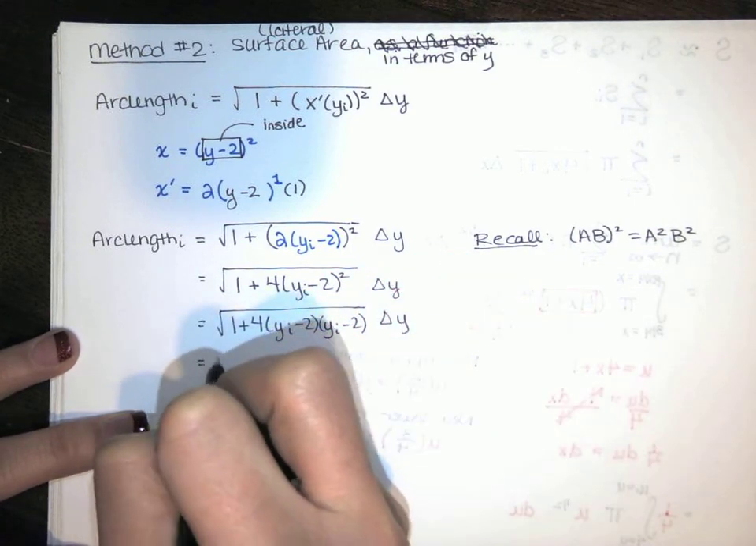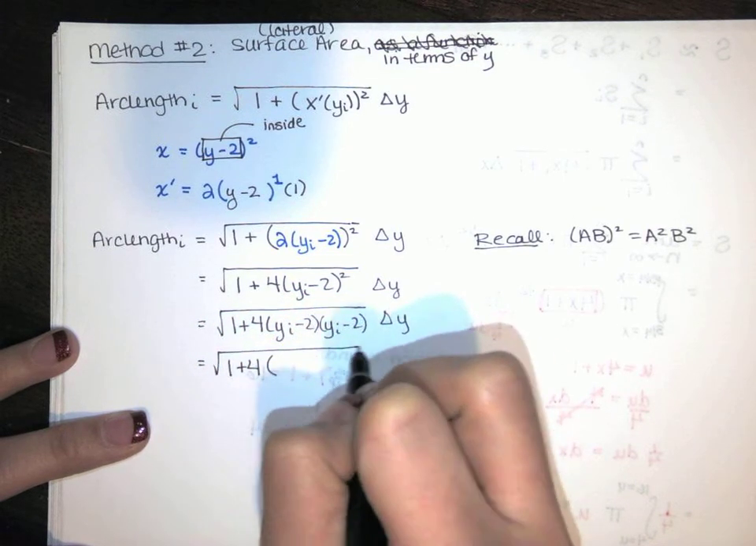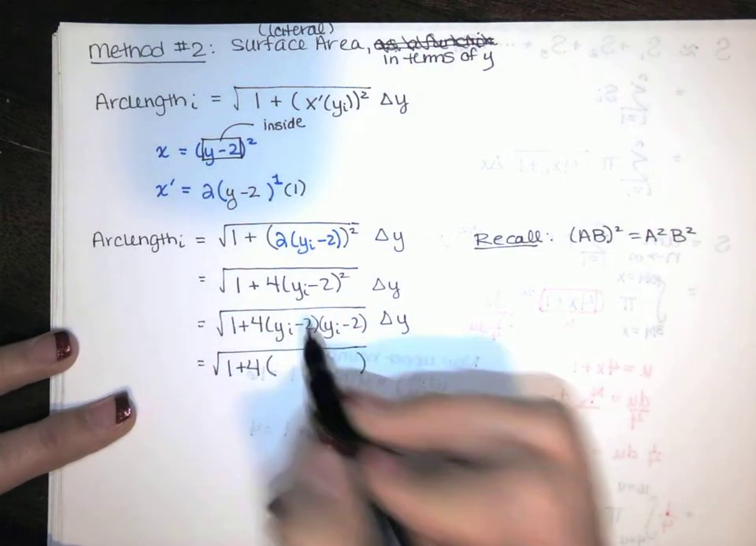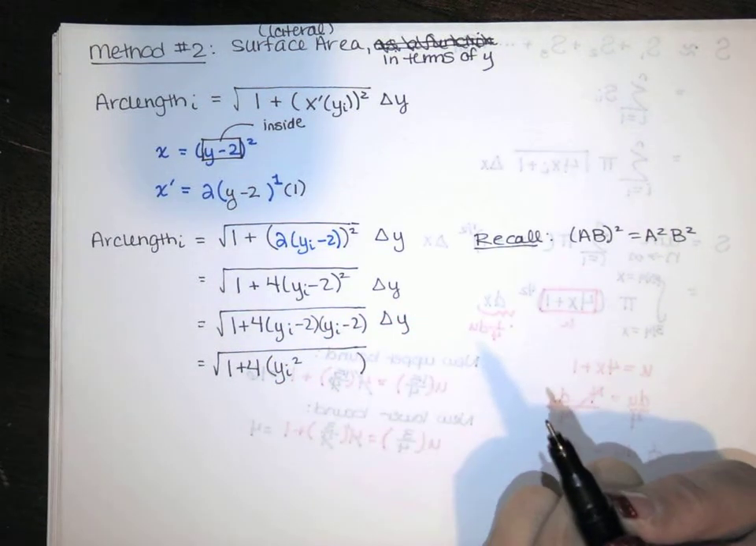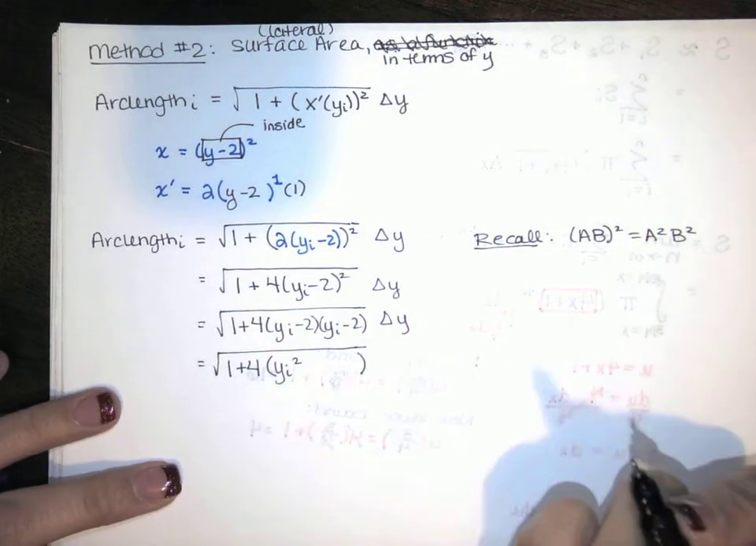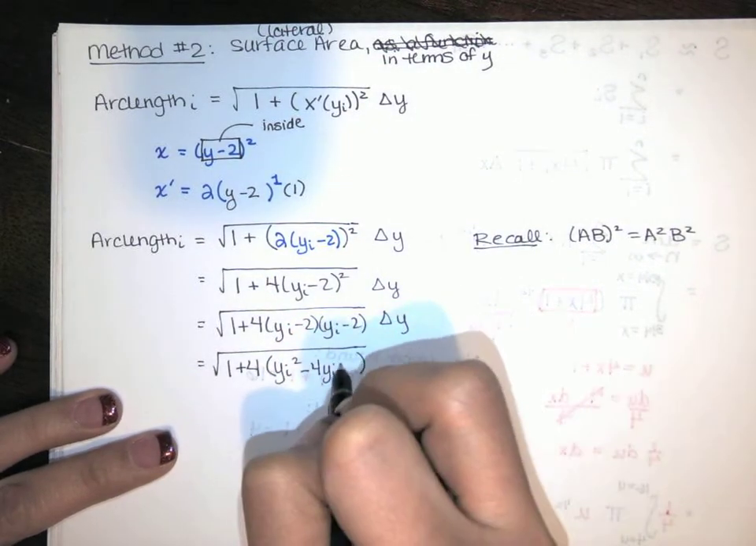This is just fine. I've got my 1 there, I've got my 4 there, I'm not doing anything with them, I'm just foiling here. First times first is y sub i squared. Outer times outer is minus 2y sub i. Inner times inner is the same, so I'm going to have minus 4y sub i. And last times last is a positive 4.